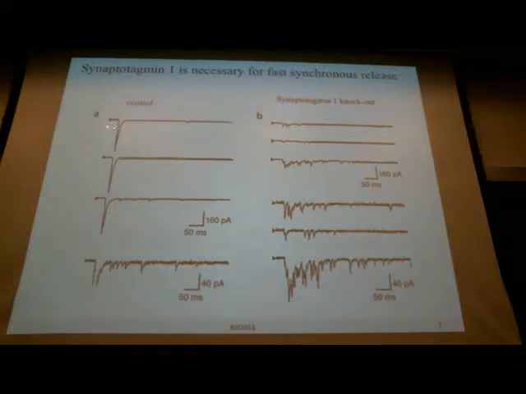Okay, so here's a control. Here's a synaptic response in control conditions. And if you knock out this synaptotagmin and then you stimulate, so assume there's stimulation here, all you get is this delayed asynchronous release. So in order to get that really rapid response of neurotransmitter release, you need to have synaptotagmin.